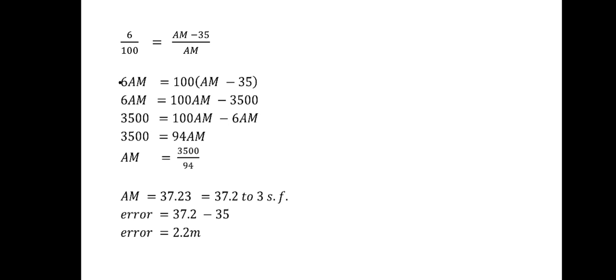So actual measurement now, when you divide that, is 37.25 to 3 significant figure. You correct that to 3 significant figure, you have 37.2. So if you look for the error, remember that actual measurement minus wrong measurement gives you the error. So the error is 2.2 meters.